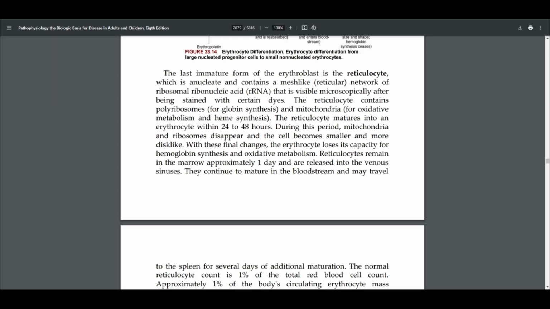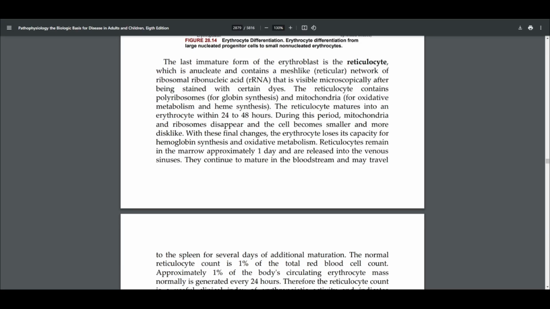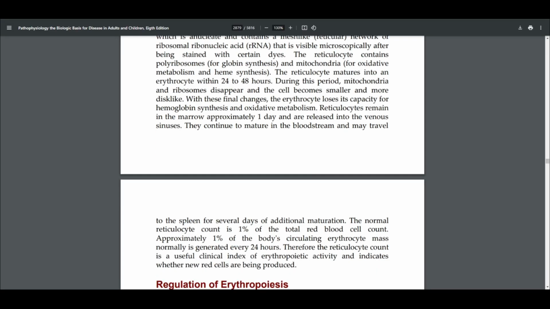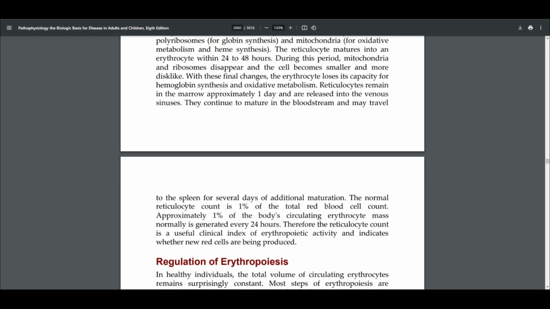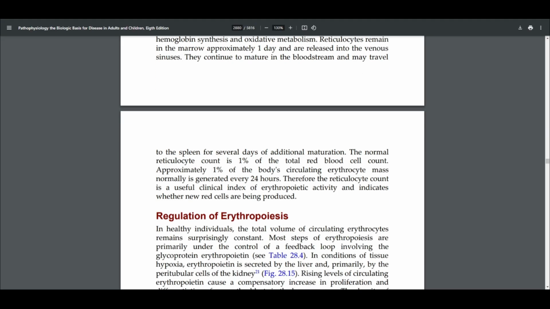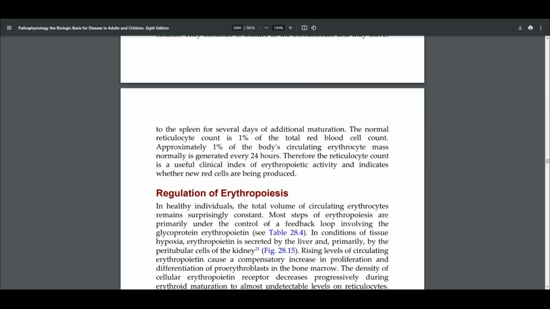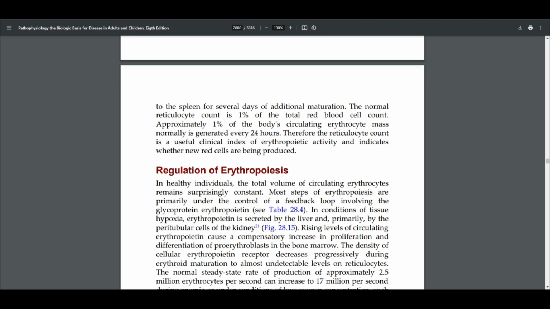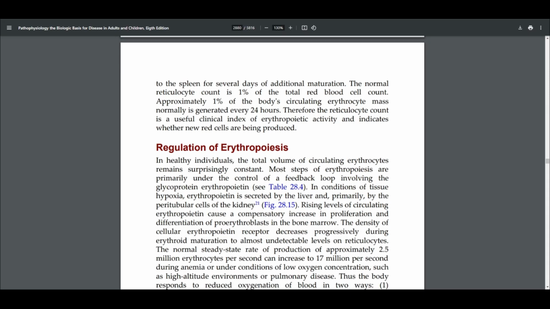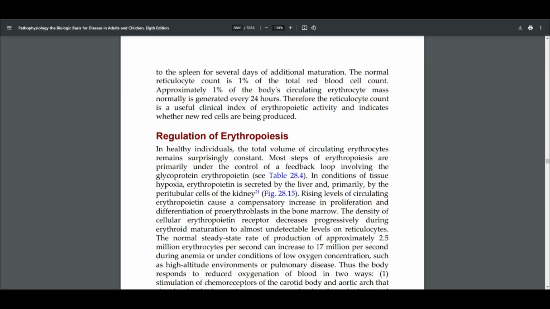Reticulocytes remain in the marrow for about 1 day and are released into the venous sinuses. They continue to mature in the bloodstream and may travel to the spleen for several days of additional maturation. The normal reticulocyte count is 1% of the total red blood cell count. About 1% of the body's circulating erythrocyte mass is normally generated every 24 hours. Therefore, reticulocyte count is a useful clinical index of erythropoietic activity and indicates whether new red cells are being produced or not.